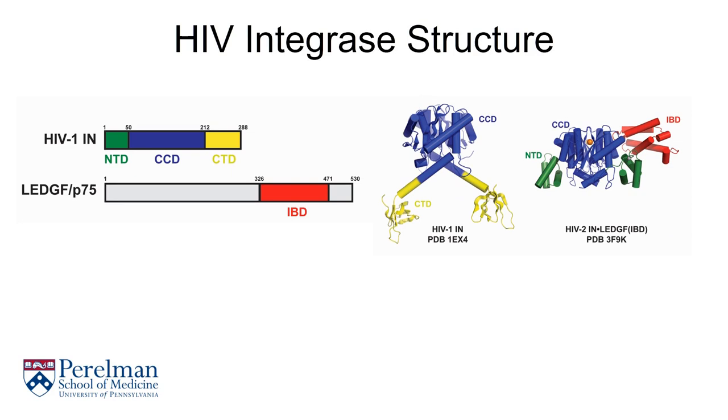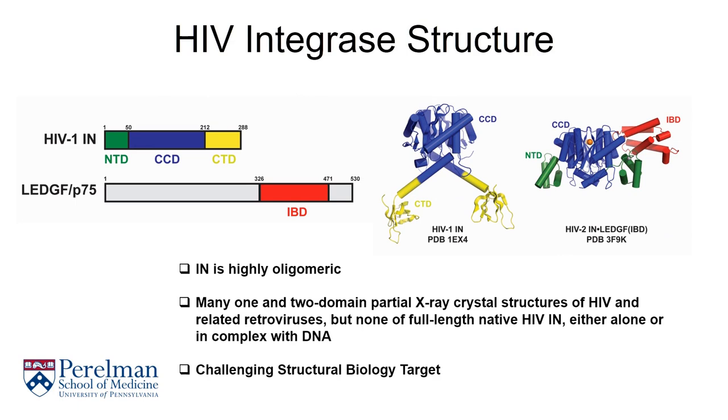Integrase is a three-domain protein. It has an N-terminal zinc binding domain, shown in green, followed by a catalytic core domain with conserved RNase H-like fold and DDE active site, shown in blue, and a less well-conserved C-terminal domain that features an SH3-like fold.